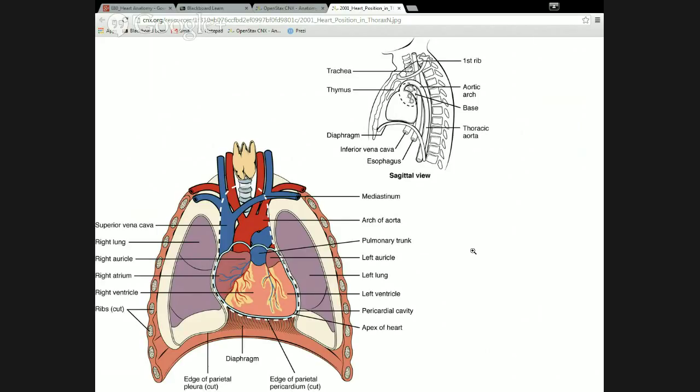So the dotted line in this picture basically outlines all of the mediastinum, and the heart is really just this part down at the bottom here. Some sources might have the upper limit of the mediastinum in a slightly different position, but that's not terribly important.